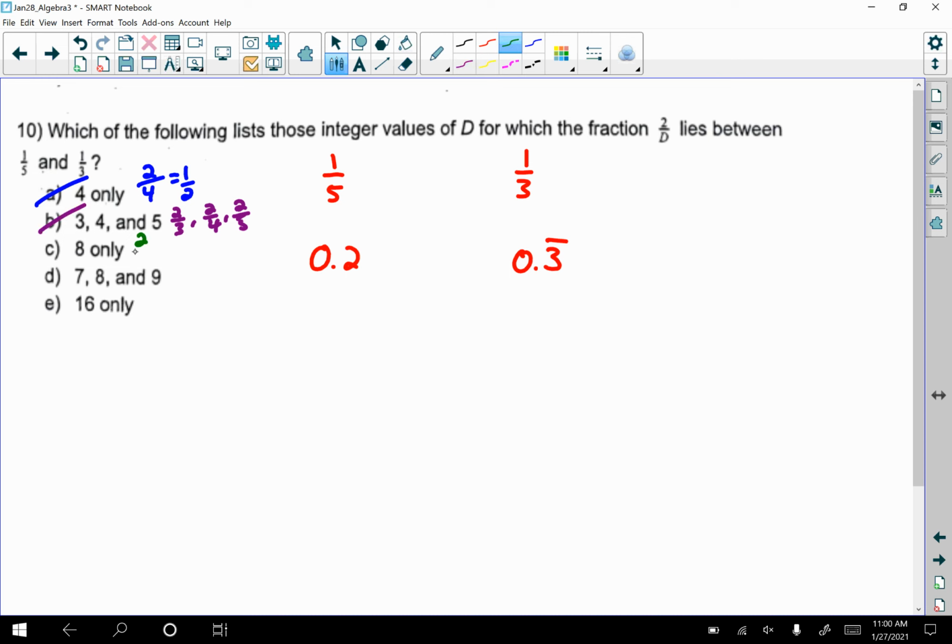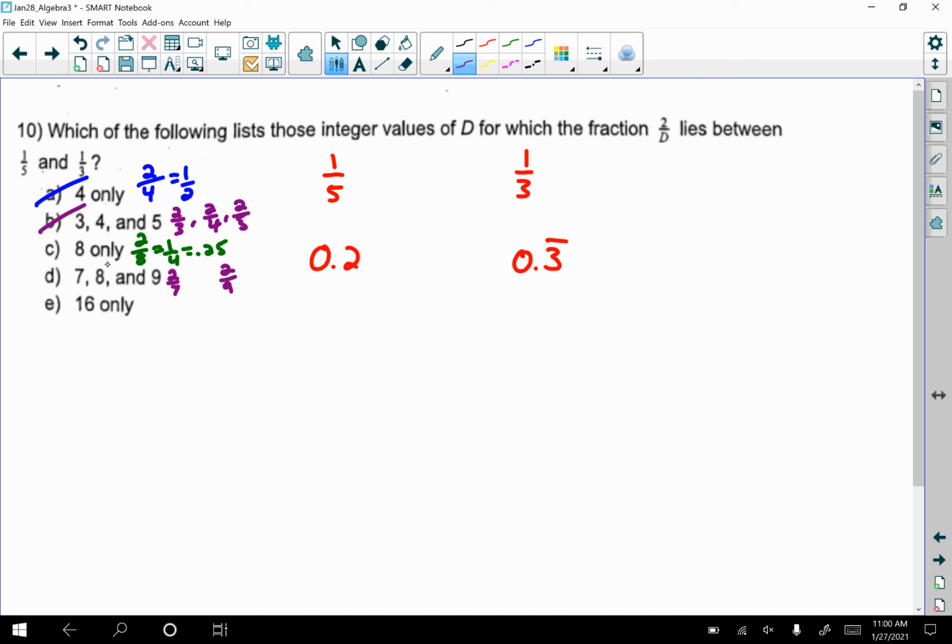See, if we did 2/8, that's 1/4, so that's a 0.25, so that works. But now in answer D, it gives us the 8 again, so now we have to check what is 2/7. We know 2/8 is 0.25, and what's 2/9? So you could do this on your calculator. So if you divided 2 by 7, you get like a 0.29, and that's between these two. 2/9 is actually a 0.2 repeating, so D looks like it works.